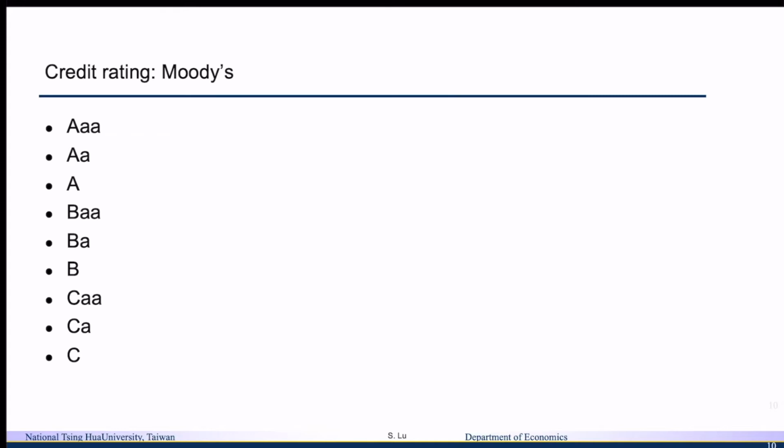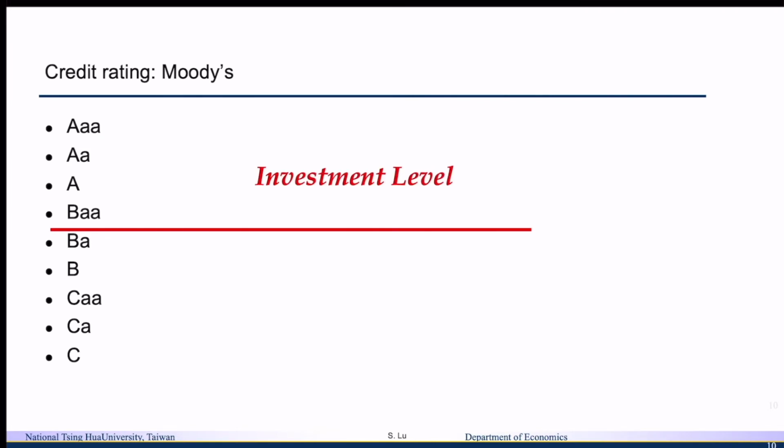One credit rating institute is called Moody's, and they classify the bonds by Aaa, Aa, A, Baa, Ba, B, Caa, Ca, and C. The Aaa bonds have the lowest default risk, and the bonds with the C ranking have the highest default risk. We define the bonds with a rating at the level of Baa and above as investment level bonds, and the bonds rated Ba and below are called junk bonds.